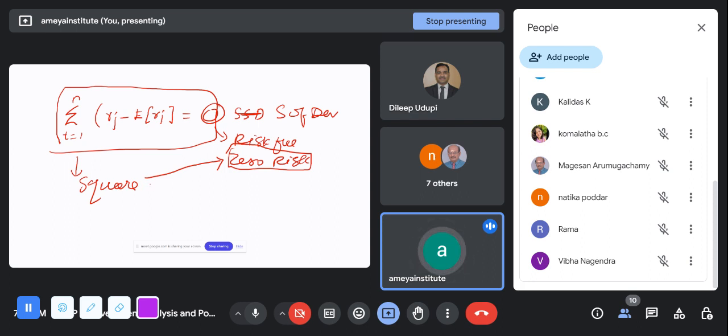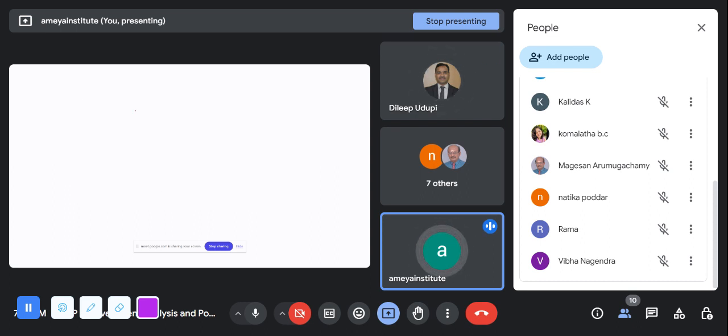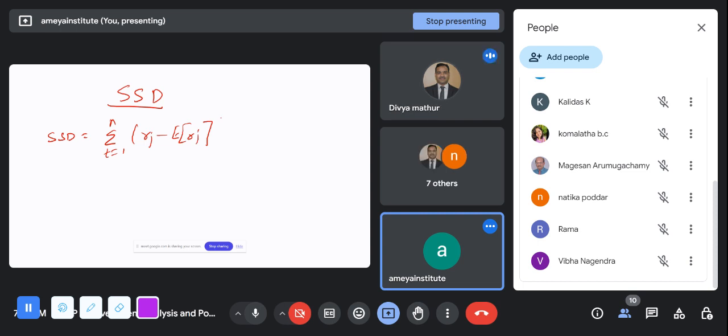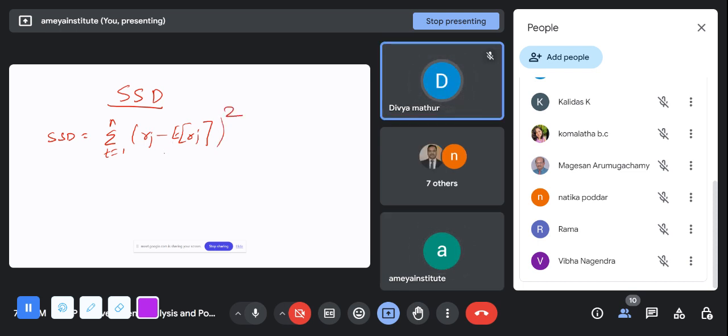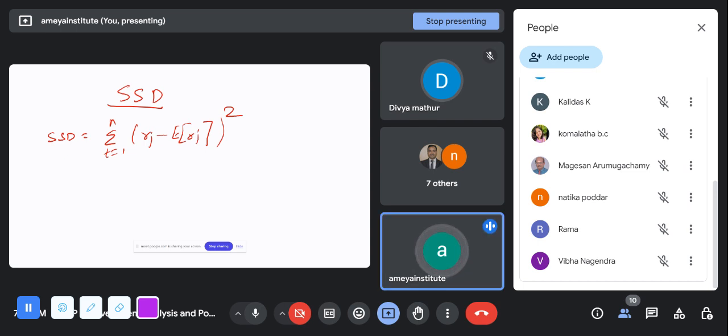So what do we have to do now? We have to do square deviation. So what is square deviation? That is called the sum of square deviation. So how to write it now? Sum of square deviation, SSD, is equal to the summation from t equal to 1 to n. The deviation is nothing but Rj minus the expected return on Rj, whole squared. The deviation we are squaring, that is why it is called the sum of square deviation, right?